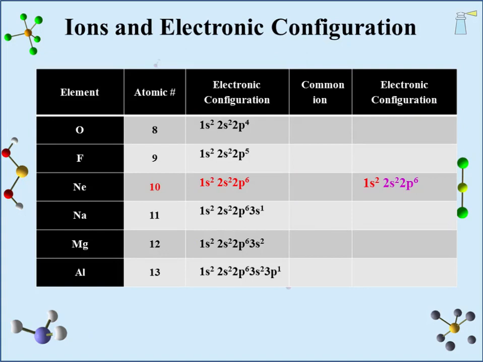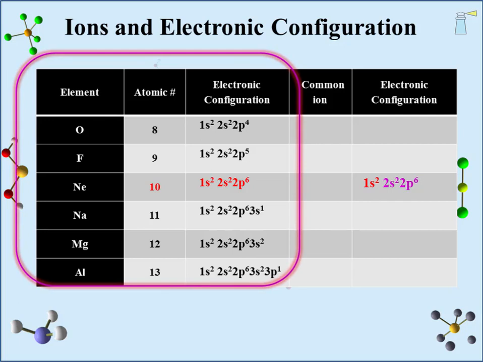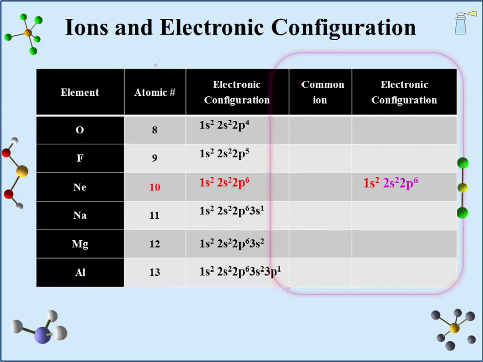Another way to approach ionic bonding is with ion formation through the lens of electronic configuration. We will use a table comparing an atom's electronic configuration to its most common ion's electronic configuration, which we will fill in as we go along. One more point before we proceed.